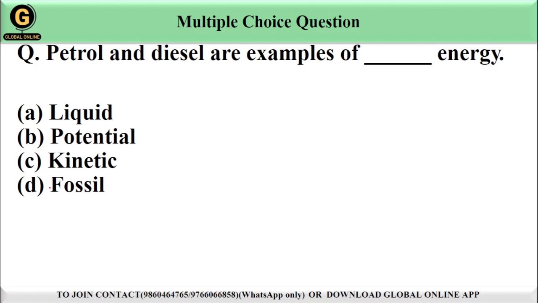So guys, petrol and diesel are examples of fossil fuels, which are derived from the remains of ancient plants and animals. These fuels store chemical energy which can be released through combustion to produce energy. They are not considered as liquid, potential or kinetic energy forms, although they are in liquid form and can be used to generate kinetic energy in engines. So the correct option for this question is option D, fossil. Let's move on to the next question.